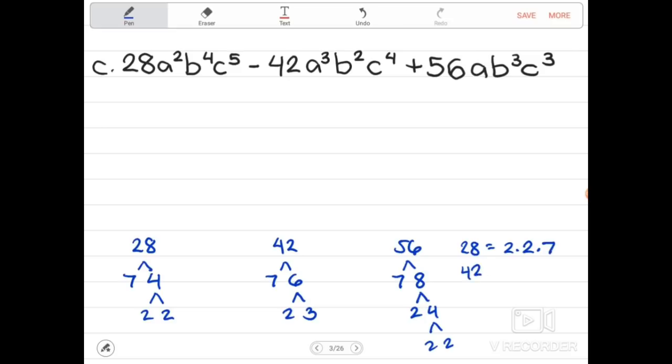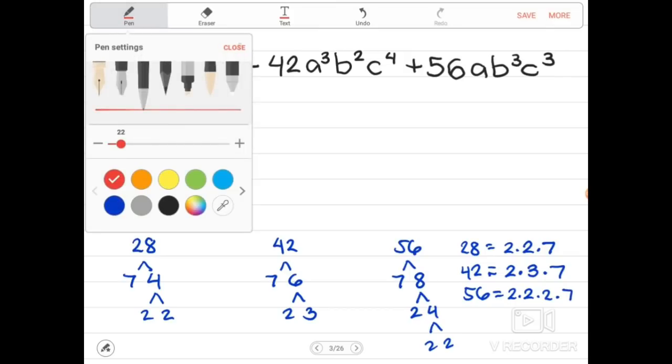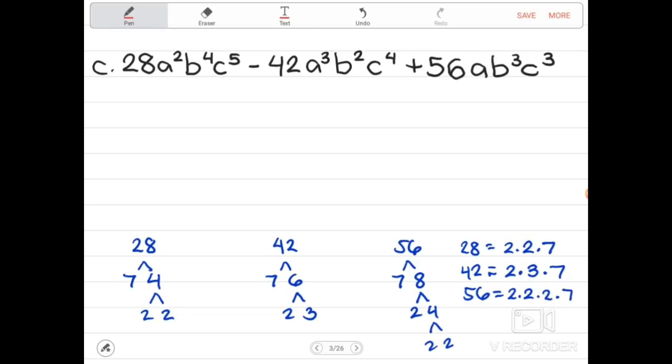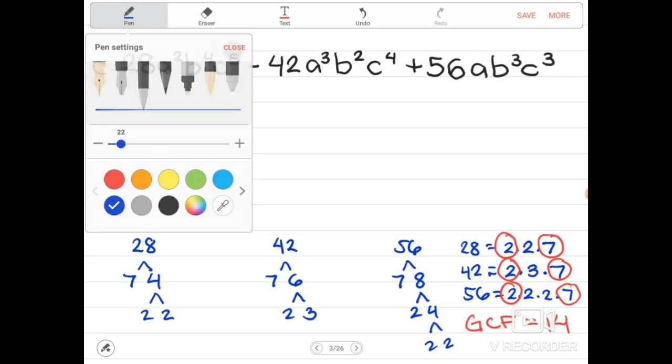Then, for 42, we have 2 times 3 times 7. Then, for 56, we have 2 times 2 times 2 times 7. Let us now get their greatest common factor. Dapat lahat sila meron nun, ha, yung magkakapareho. So, 2, 2, 2, then 7, 7, 7. So, the greatest common factor will be 2 times 7, that is 14.